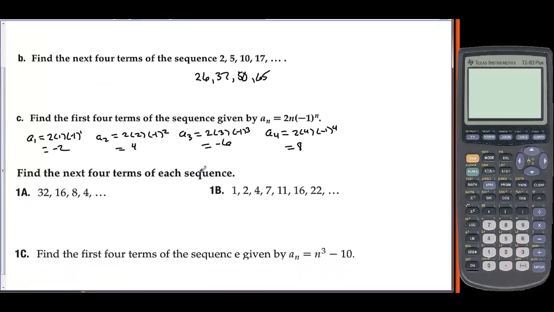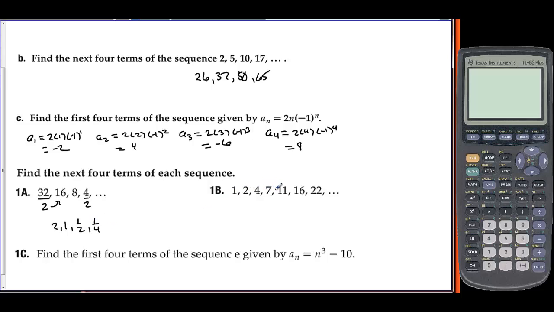Find the next 4 terms of each sequence. 32, 16, 8, 4. In this case, we're getting the next one by dividing by 2. If we take 4 divided by 2, we get 2. Then divide by 2 is 1. Then we get 1/2, and finally 1/4.